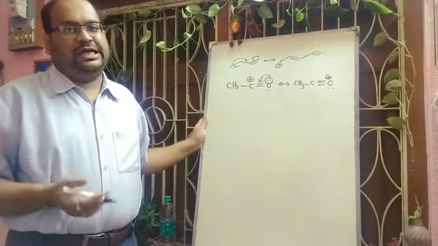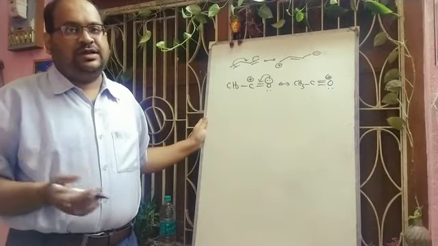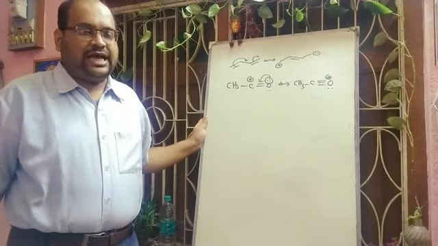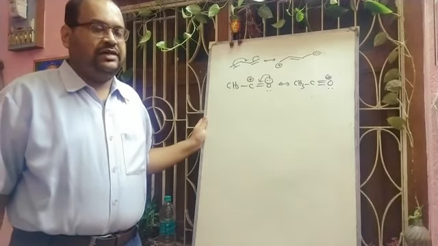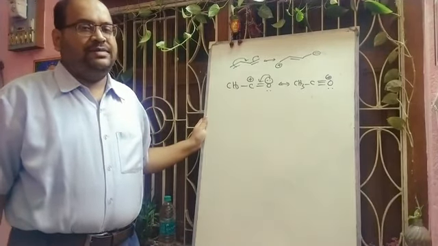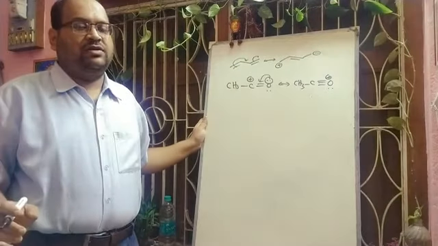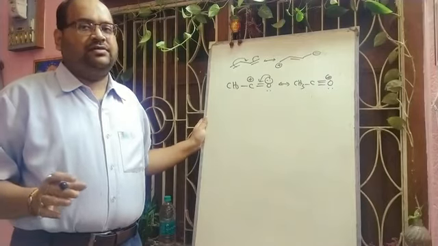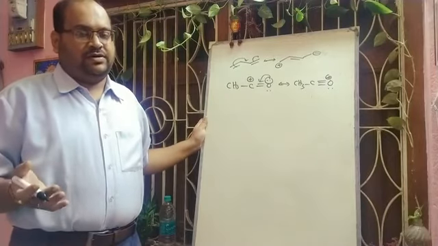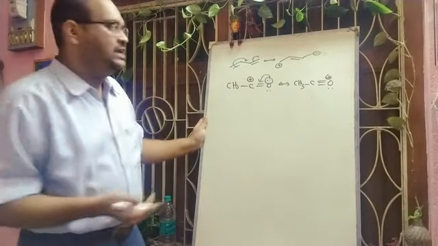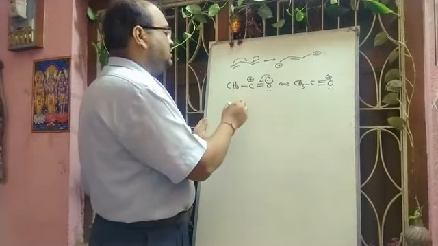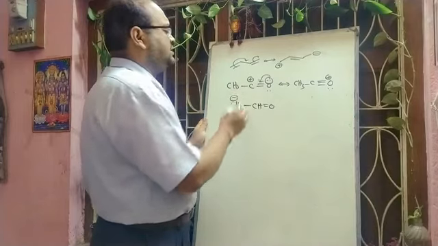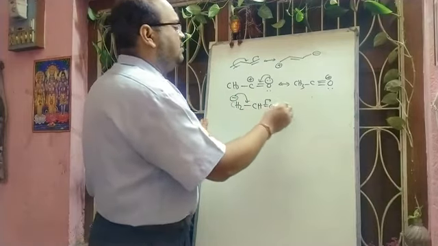Next, there is rule 3. In case of anions, the most stable structure is one in which the negative charge resides on the most electronegative atom. That means negative charge will be favored on the most electronegative atom, and positive charge will be favored on the less electronegative atom. We can consider one resonance structure, then you can easily understand. So in this case, there is a negative charge. When we draw the resonance structure, what will happen?